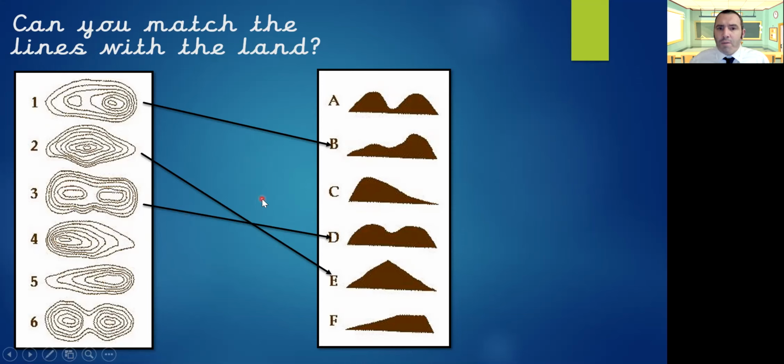Number 4, our peak is off to one side, so it's at the left-hand side. So we'll look at the ones we've got left. So the peak being all the way over here, it can only be C, where the peak's all the way to the left-hand side. So 4 goes with C.